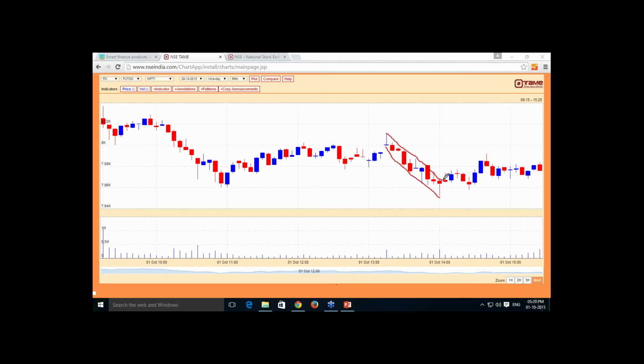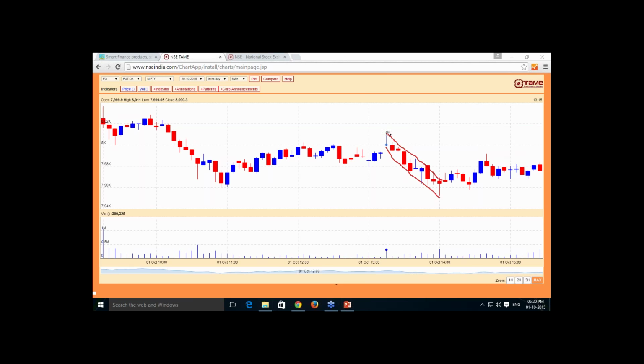So if this is the flag I am getting, first, once I am forming this channel, how will I identify these things? Just the drawing is not important. You have to identify the channel here. So for identifying the channel, just take your cursor here.